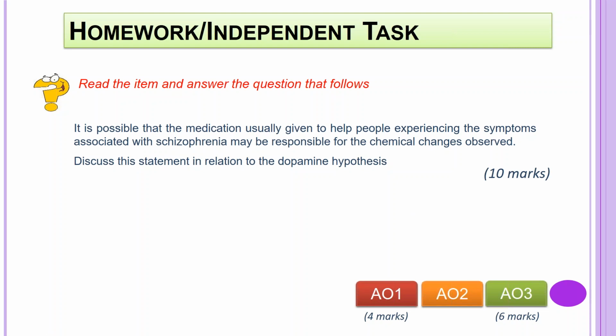Okay, welcome back. So for 10 marks, although there is strong empirical evidence to support the role of dopamine in schizophrenia, there are issues with the dopamine hypothesis.